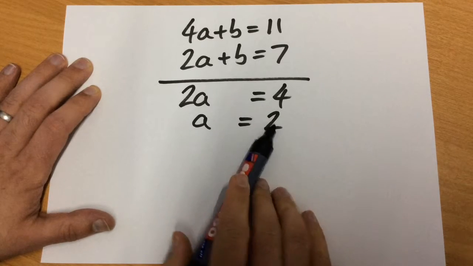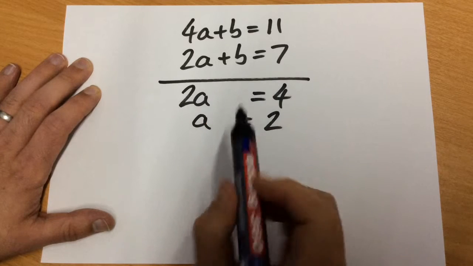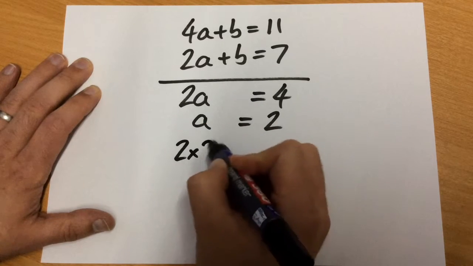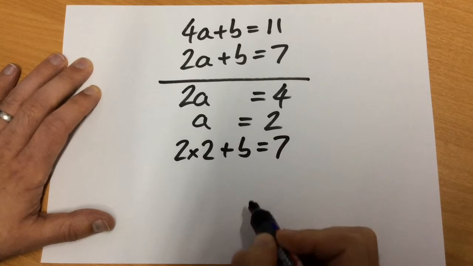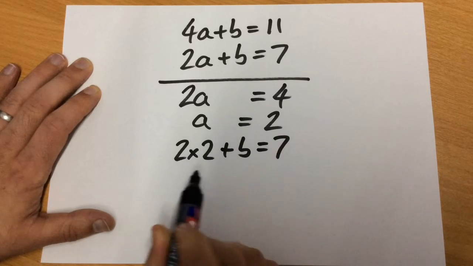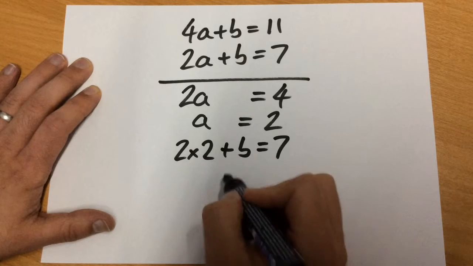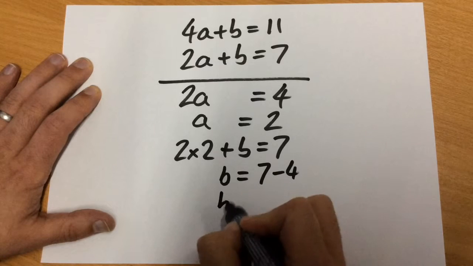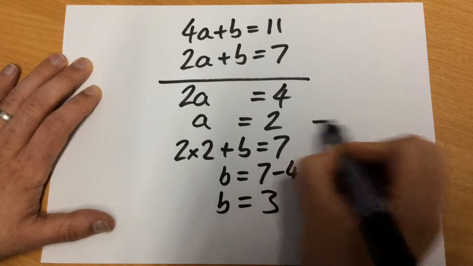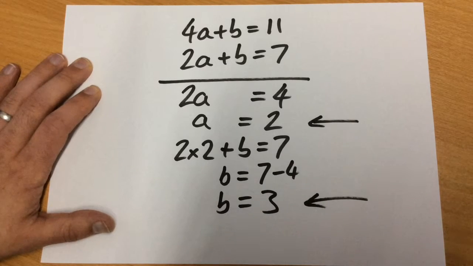We can then use this value to work out what b is. So I'm going to take this and substitute it into this equation here. So 2 times a, which we now know is 2, plus b equals 7. 4 plus b equals 7. I'm going to move the 4 to the other side, taking it away from both sides. b equals 7 minus 4, so b equals 3. And there are our two solutions.